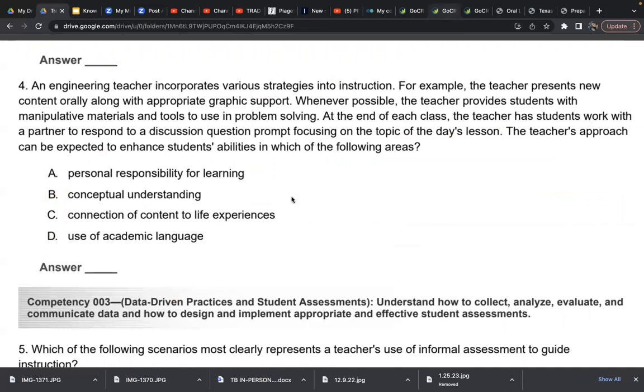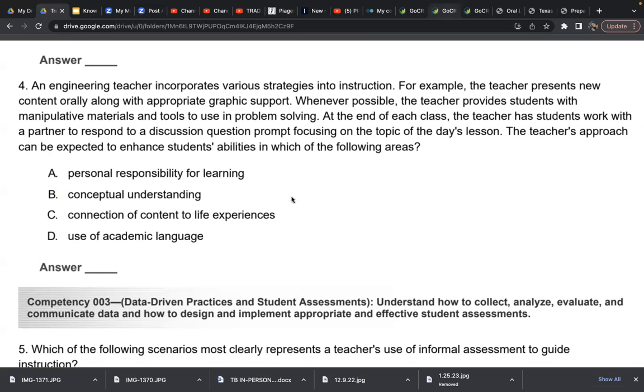An engineering teacher incorporates various strategies into instruction. For example, the teacher presents new content orally along with appropriate graphics supports. However, whenever possible, the teacher provides students with manipulatives, material, and tools to use in problem solving. At the end of each class, the teacher has students work with a partner to respond to a discussion question prompt, focusing on the topic of the day's lesson. The teacher's approach can be expected to enhance students' ability in which of the following areas?